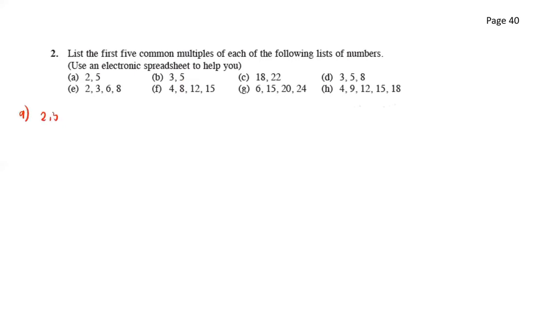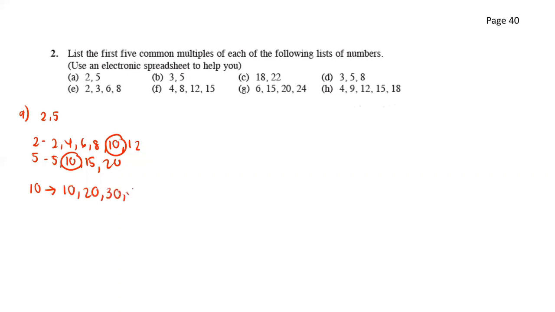We have 2 and 5. So first, let's list down the multiples of 2. We have 2, 4, 6, 8, 10, 12, and so on. For 5, we have 5, 10, 15, 20, and so on. So here you can see the common multiple is 10. So here, let's list down the first 5 common multiples, which are multiples of 10. That will give us 10, 20, 30, 40, and 50.